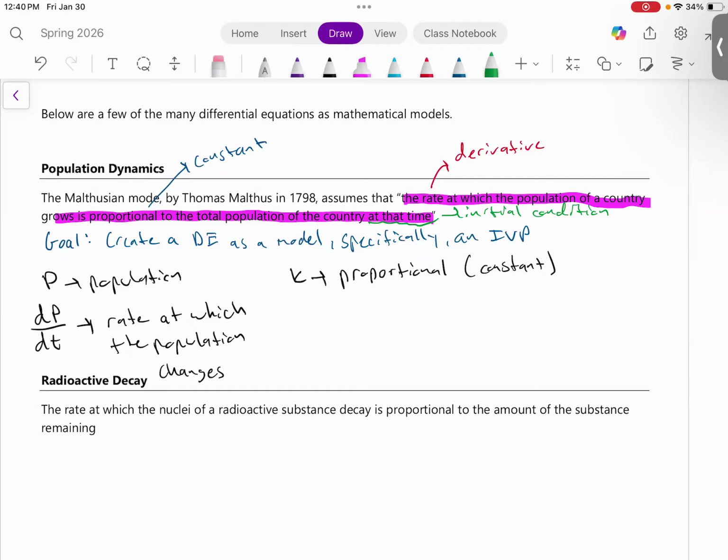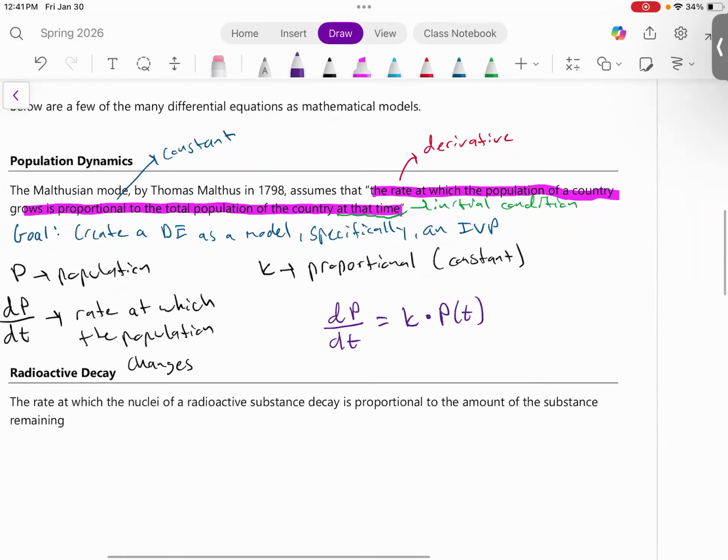So I want to create a differential equation. And so the way I would write this is the rate at which the population of a country grows is, so here we'll say dP over dt, the rate, means equal to proportional, that's our k, proportional to the total population of the country at that time. So here I'll say k times our variable P, but with respect to time, so it would be times P of t.